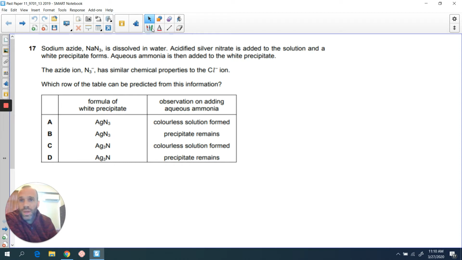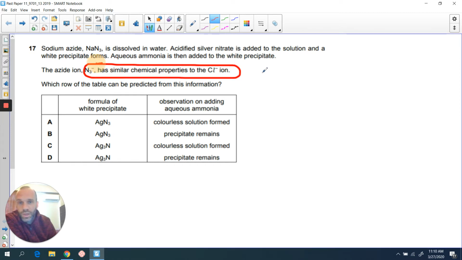Okay, let's try and pick out the very key information from this table. This is essentially a question about the ion tests for the halides, okay? Because it's telling you here that this azide ion has the same chemical properties as the chloride ion. And that's really the most important bit of information they've given you. You're not familiar with the azide ion, but you should be familiar with the chloride ion, okay? So that's really what this question's all about. It's about the chloride ion and not the azide ion. Okay, so it's asking you to decide which is the correct formula.